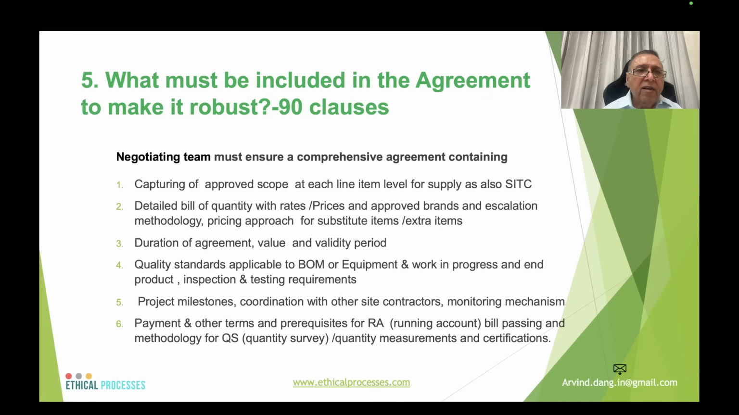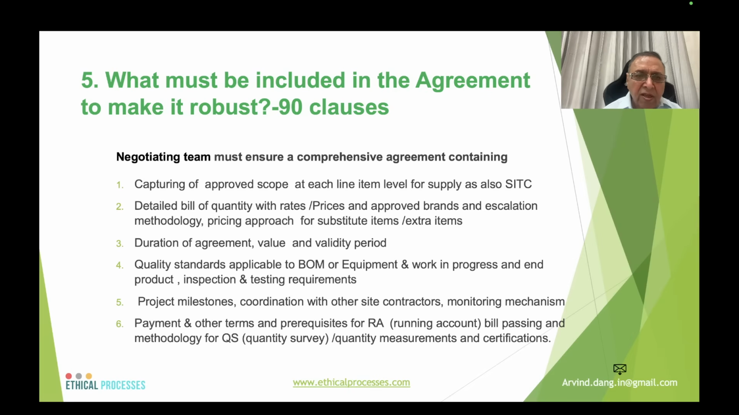What must be included in the agreement to make it robust? Now, there are 90 clauses which have been identified by this author. The negotiating team must ensure a comprehensive agreement containing: one, capturing of the approved scope at each line item level for the supply as also SITC, detailed bill of quantities with rates, prices, and approved brands and escalation methodology, pricing approach for substitute items and extra items. Three, duration of the agreement, value and validity period, quality standards applicable to bill of materials, equipment, work in process, etc. Project milestones, coordination with the other site contractors, monitoring mechanism.